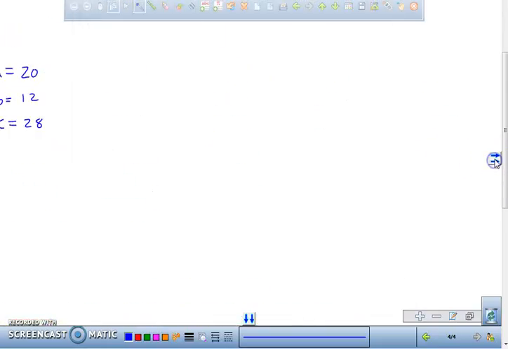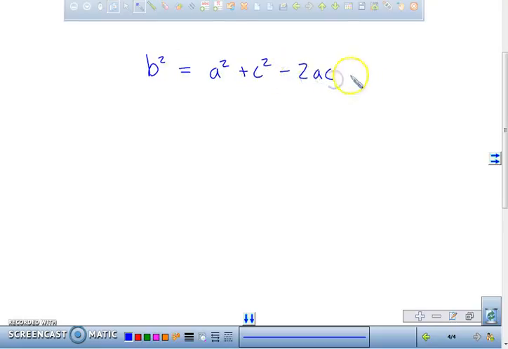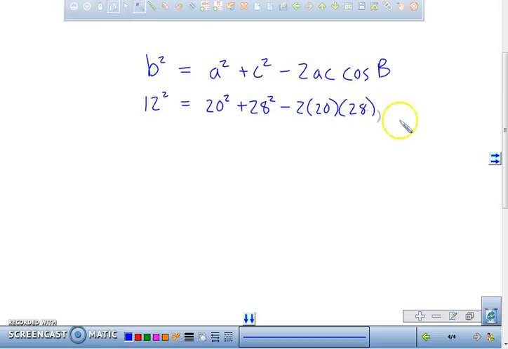All right, so we go over here. You have all the numbers for B. I'm going to write B squared equals A squared plus C squared minus 2AC times the cosine of capital B. What is my B value that we're squaring? 12. Put 12 squared. My A squared was what? 20 squared. And my C squared was 28. Minus 2 times A, which is 20, times the cosine of capital B.